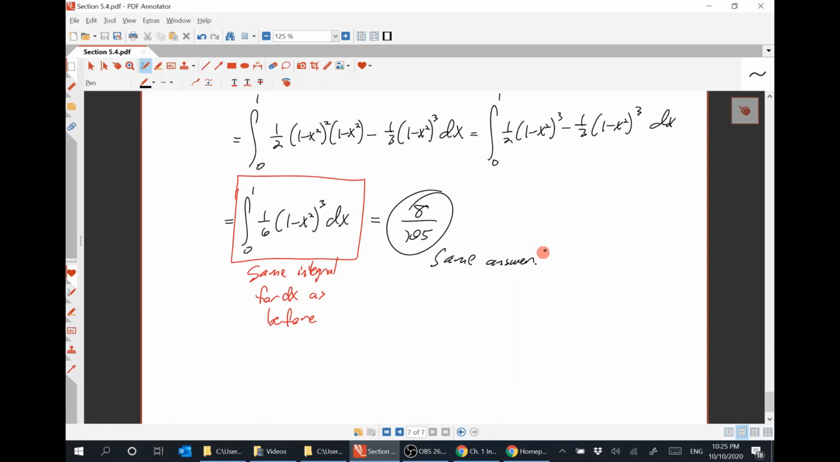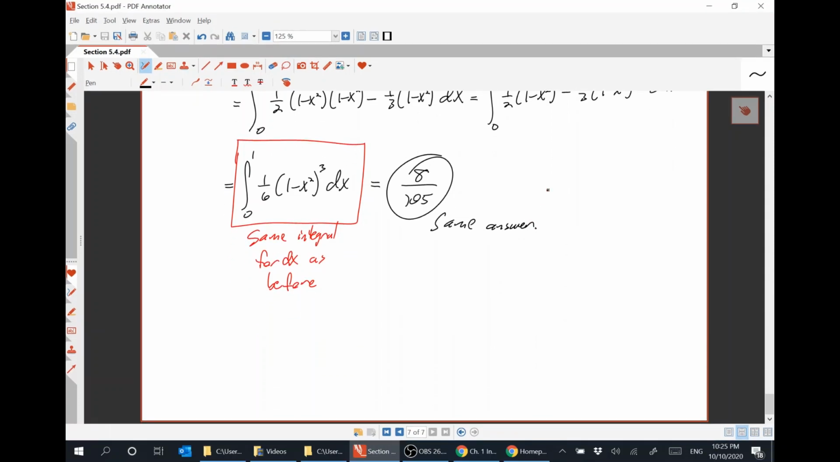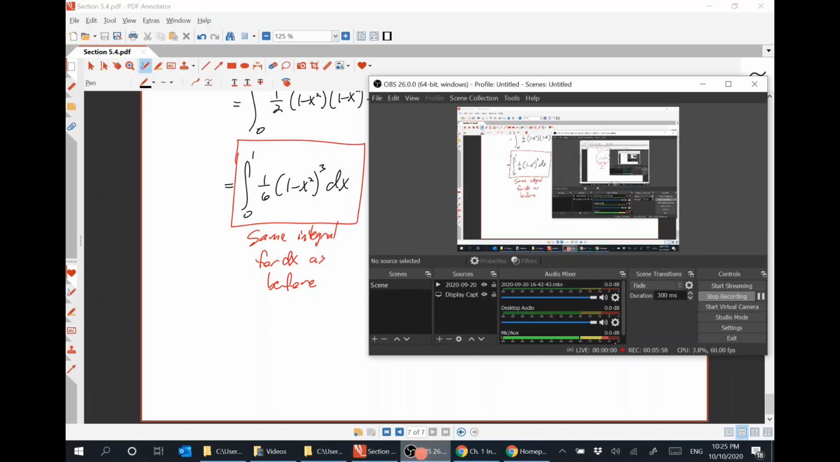Okay, why don't we leave off, I think the lecture is long enough, we'll leave off here with that example, and we're going to do plenty of examples in class. So that's the end of the lecture on this section.